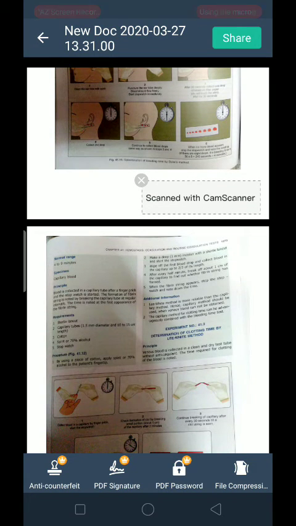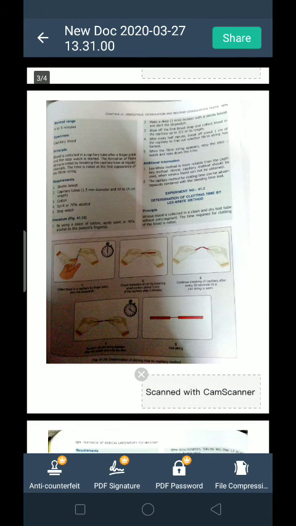sterile lancet, capillary tube, cotton, spirit and stopwatch. The normal limit for this capillary method is 4 to 9 minutes. And we learn the procedure with the help of this diagram.